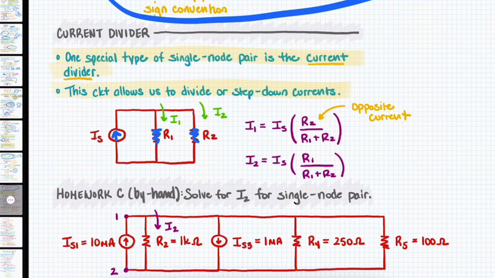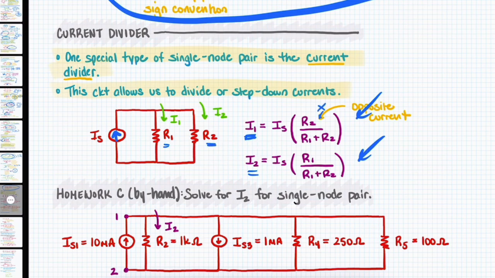So if we're observing across this resistor, we use this equation. If we're observing across this, we use this. Now you may look at these and say, oh, these are the exact same equations. They're a little bit different. They obviously have the same form, but the main difference is that when we're observing I1, it's not R1 that's in the numerator.